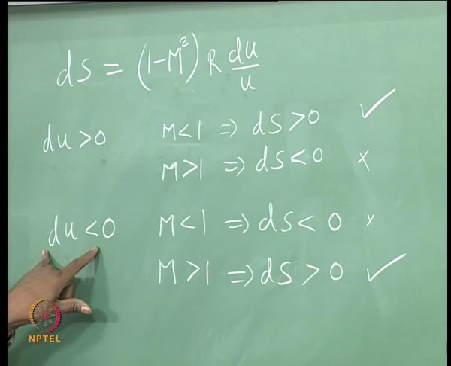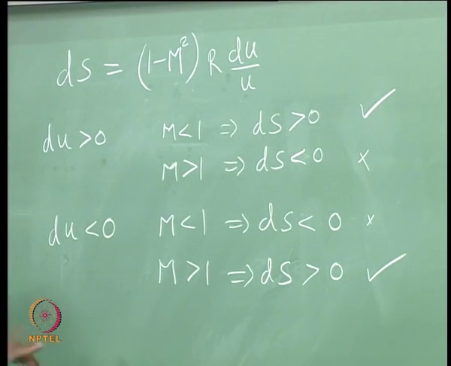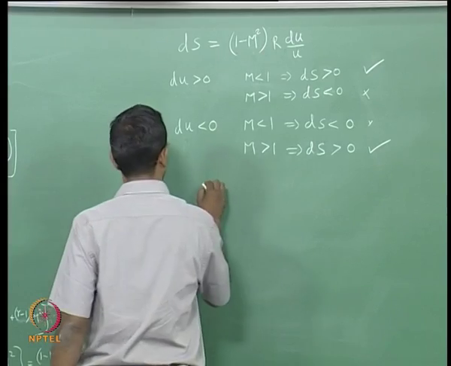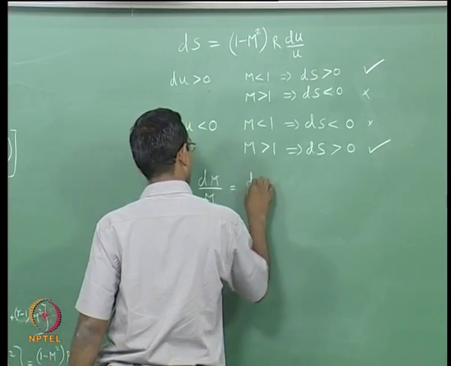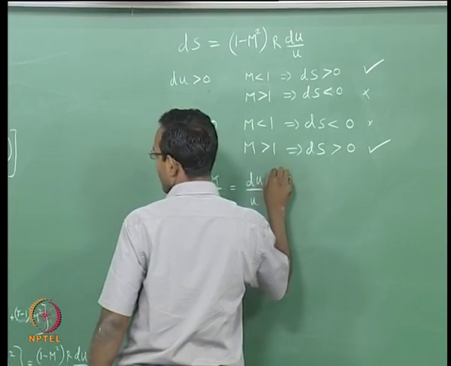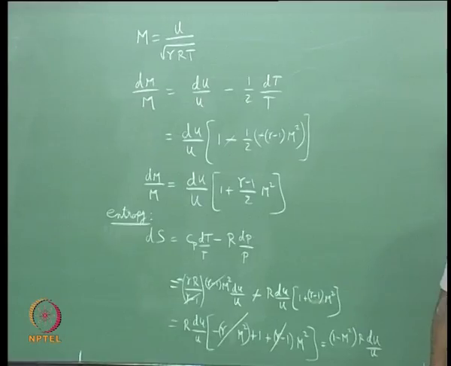Only when Mach number is more than 1 can I have a decrease in velocity. These are the two things we are saying, which means I want to look at it in terms of dM by M also. Where is my dM by M formula? dM by M equals du by u into 1 plus (gamma minus 1) by 2 M square.